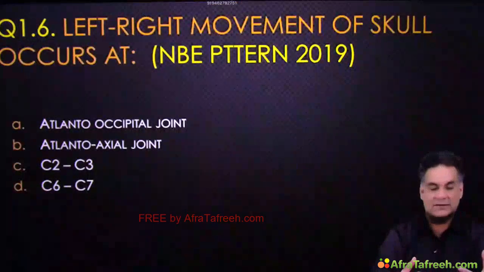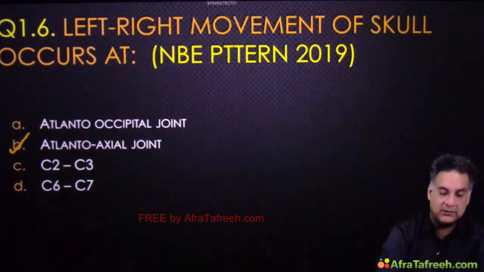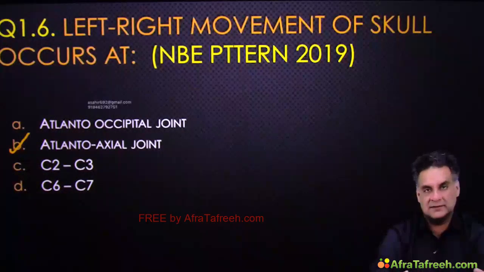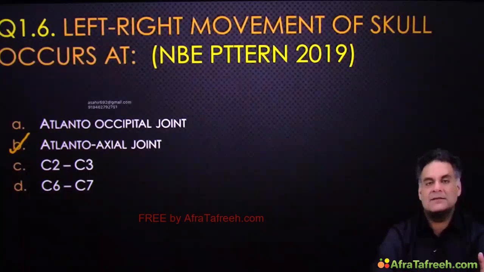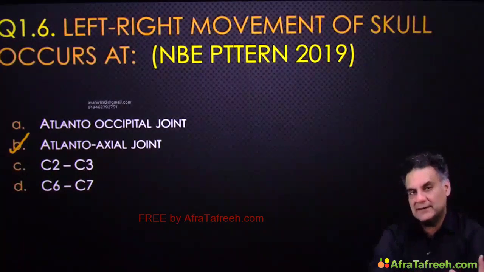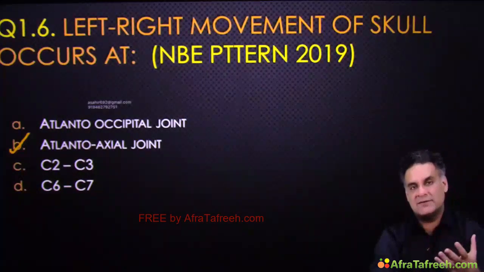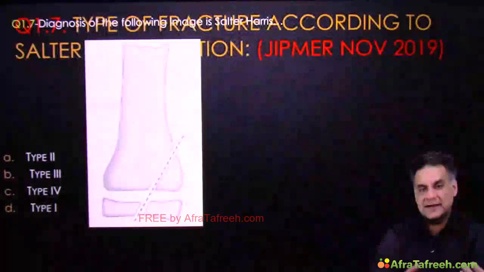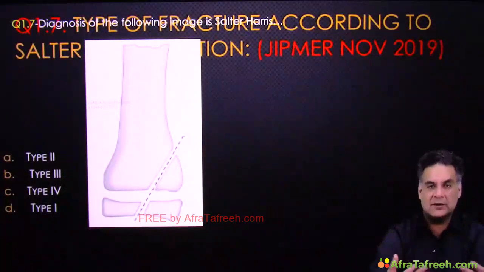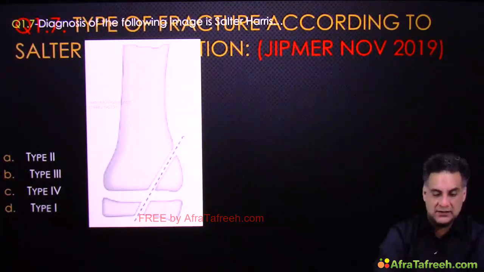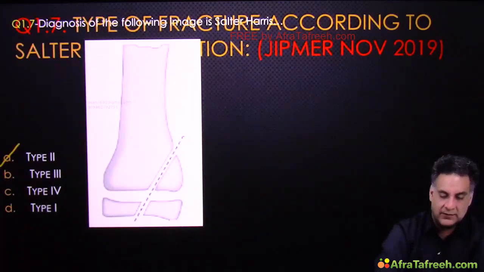Left to right movement of the skull occurs at the atlantoaxial joint. We did this. Atlanto-occipital, say yes. Left, right, no. God has made us like that. We first associate yes, then no. We are positively made. Type of fracture according to the Salter-Harris classification: type 2. So you can see type 2.